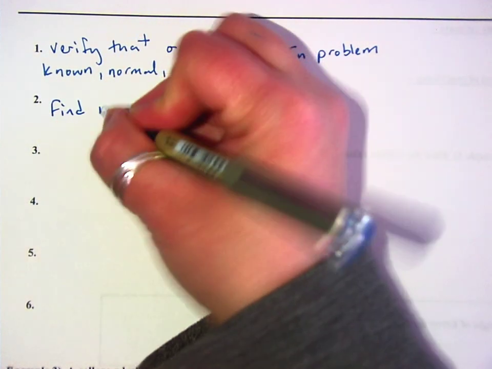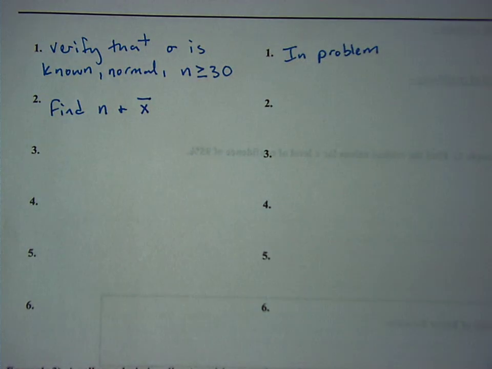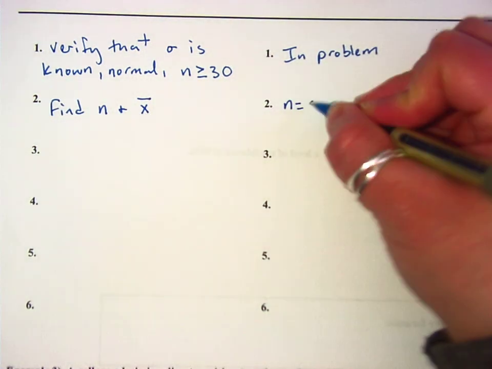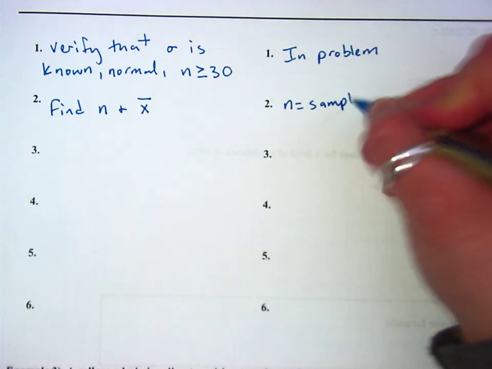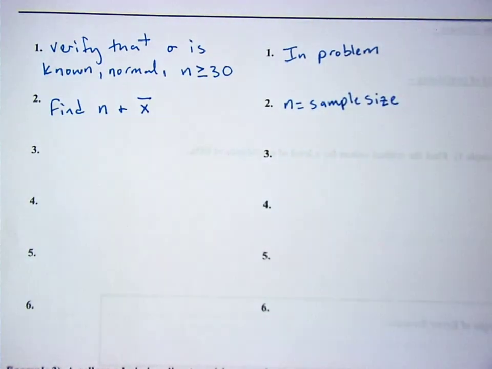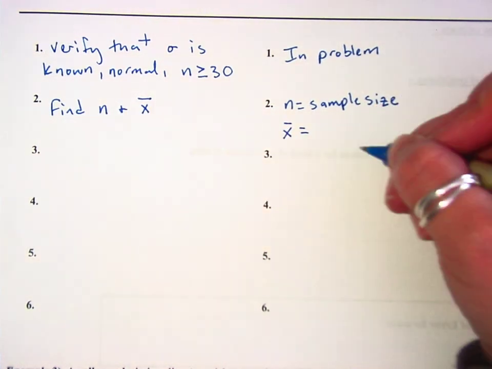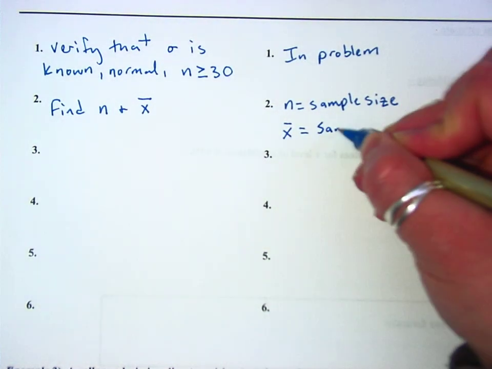Find n and x bar. What is n? Sample size. N is your sample size. By the way, have you noticed that little lowercase n is used for a sample, and if you have a population, it's an uppercase N? Capital N. And x bar is the sample mean.